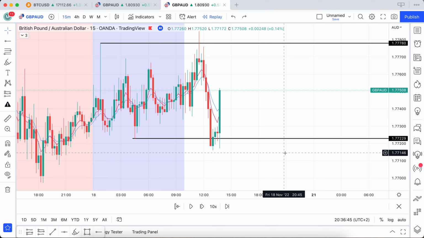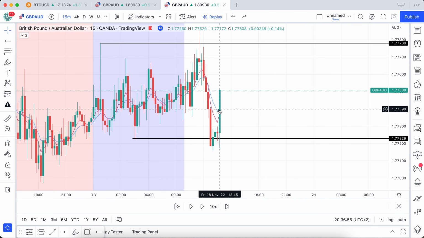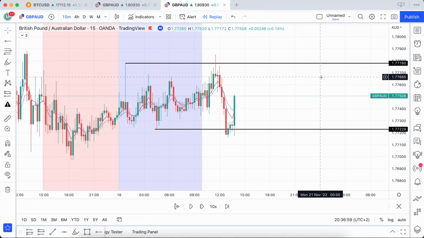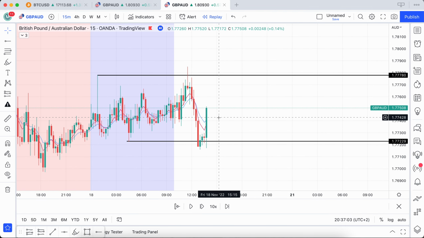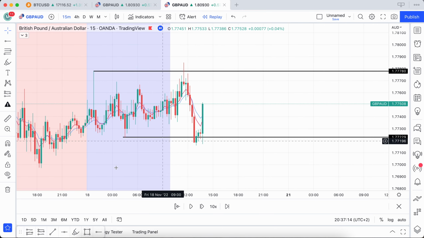This candlestick fulfills all of the requirements to enter into a long position, a buy position on GBP AUD. So this is something that I would actually take into consideration buying, because it looks pretty good as an entry. Also, this is well within the time window for looking for trades. The US session hasn't opened just yet, so we are good to execute a buy position.